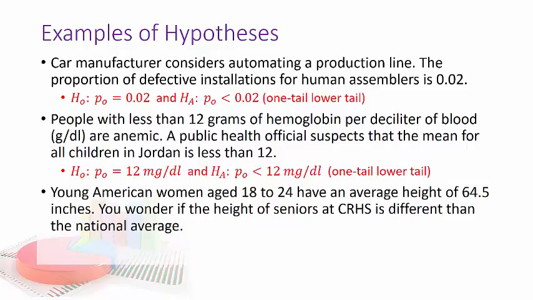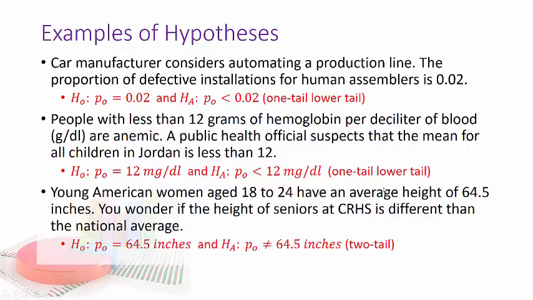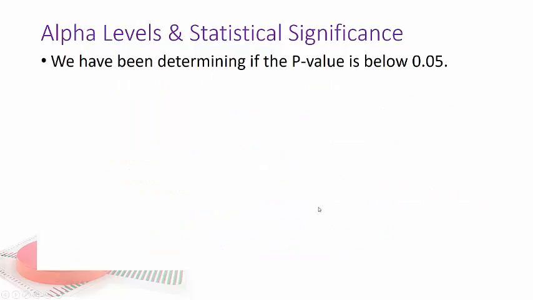Here we have young women: American women aged 18 to 24 have an average height of 64.5 inches. You wonder if the height of seniors at Cedar Ridge is different than the national average. So my null is the national average, 64.5. And here I just said different. So I'm going to say my alternative is that it's just not equal to 64.5, which makes it a two-tail.